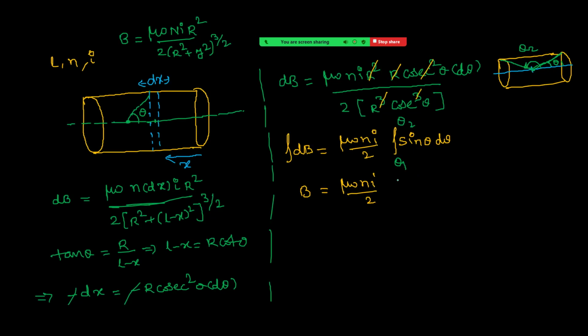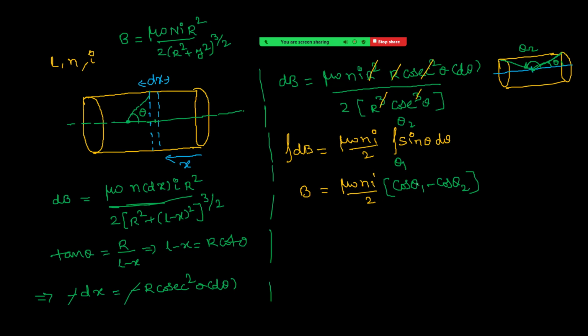It is minus cos theta. Now take limits. This is cos theta 1 minus cos theta 2. Since we have the minus, I have reversed the limits. Okay. This is now the expression. So this is in terms of theta 1 and theta 2. Right. Now see what is being asked here.